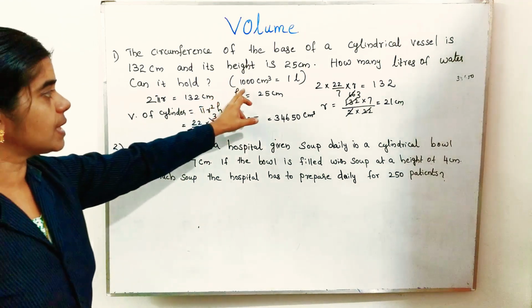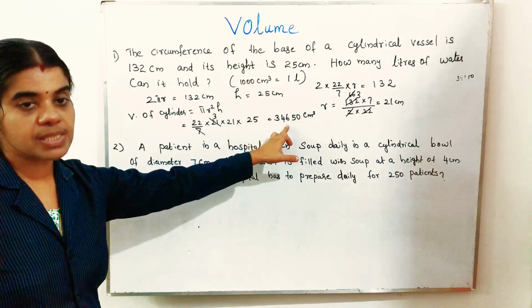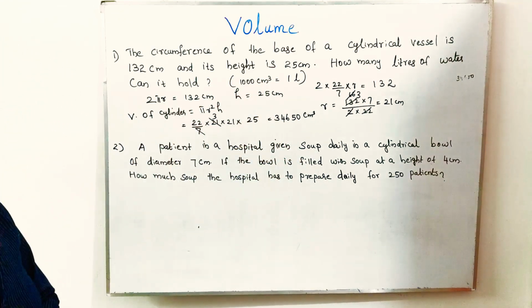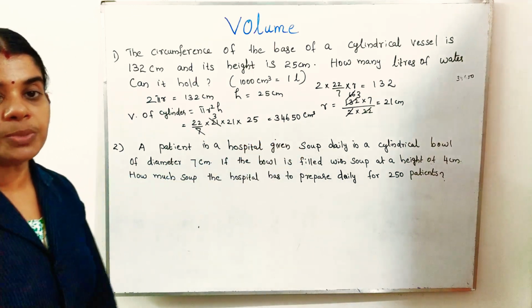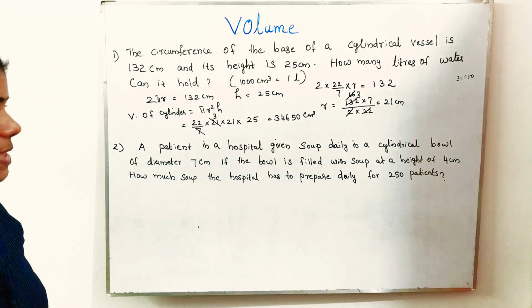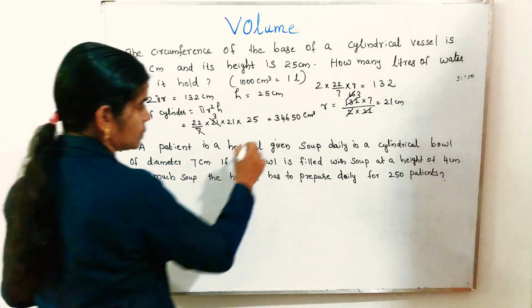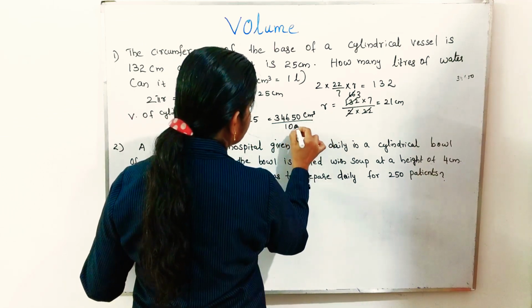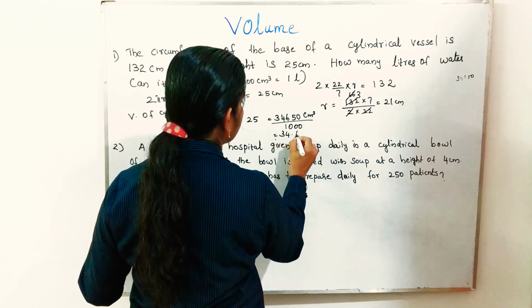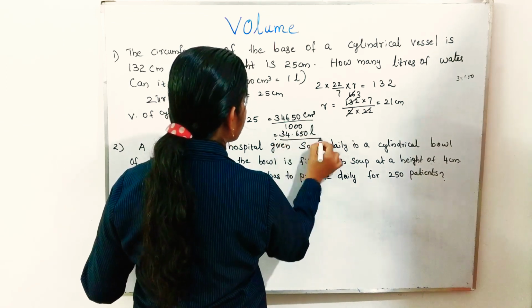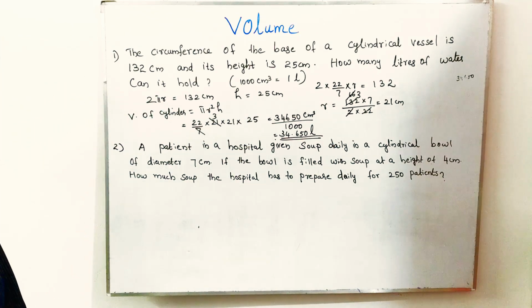But they gave one clue: 1000 centimeter cube is equal to 1 liter. So you want to change this to liter. For changing meter cube to liter, you want to multiply with 1000. For changing centimeter cube to liter, you want to divide by 1000. Dividing by 1000, 3 zeros are there, so you move the decimal point. 34.650 liter will be the capacity of this cylindrical vessel or tank.